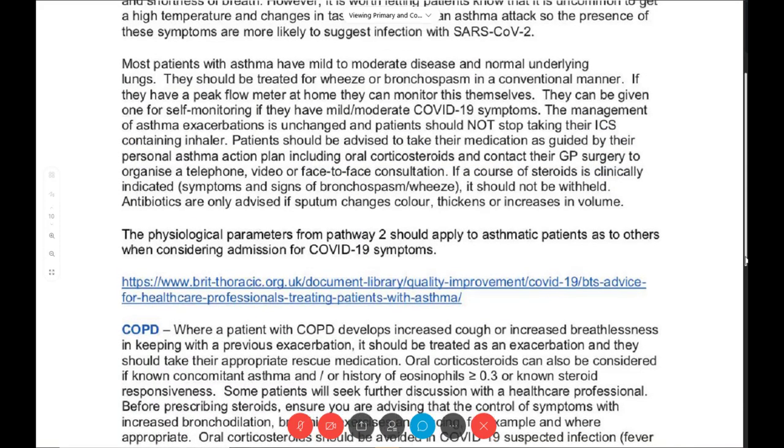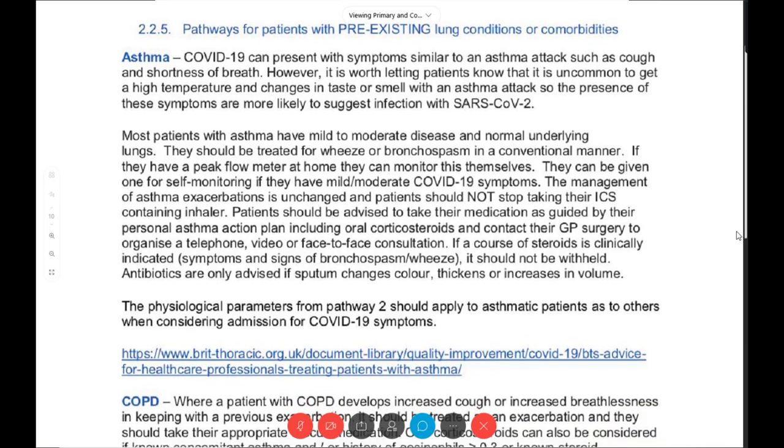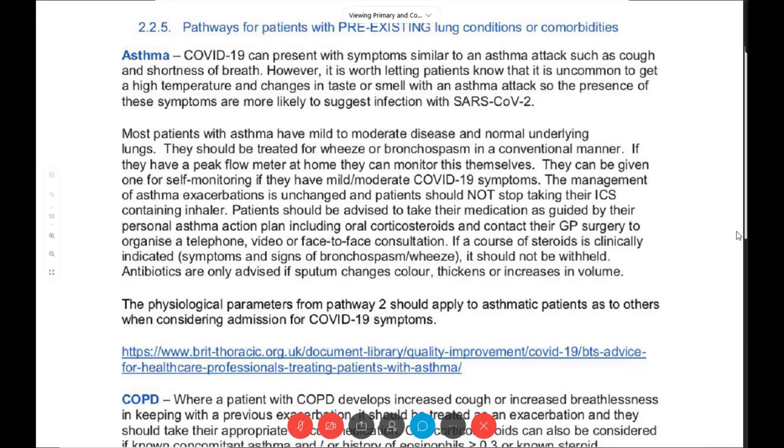So the page following this is how you would manage a patient with pre-existing respiratory comorbidities and also with COVID symptoms as well. Now, there's been a lot of concern about the use of inhaled steroids and the use of oral steroids in patients with COVID, in patients with asthma and in patients with COPD.